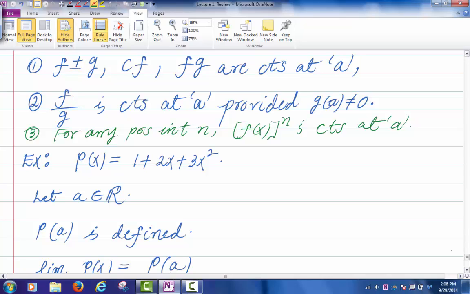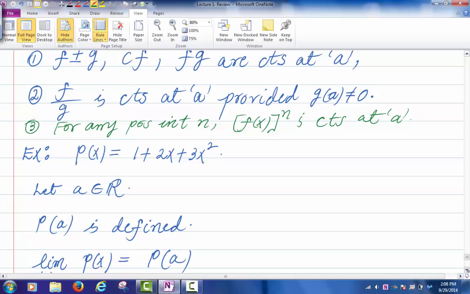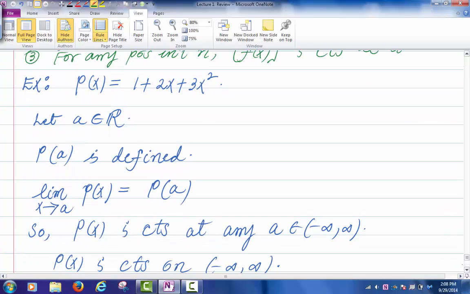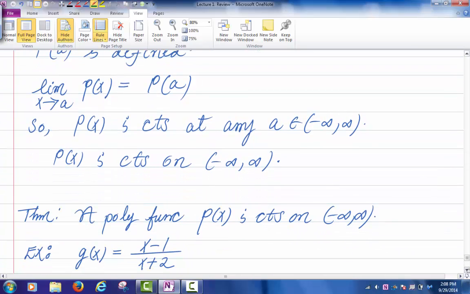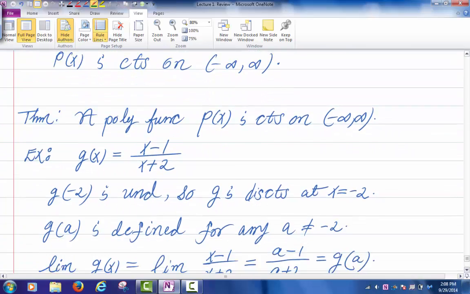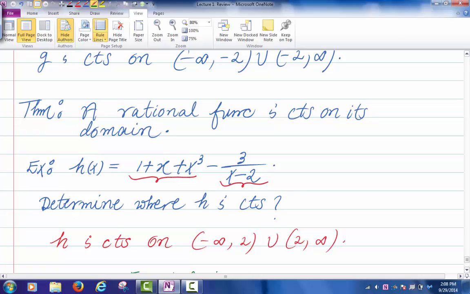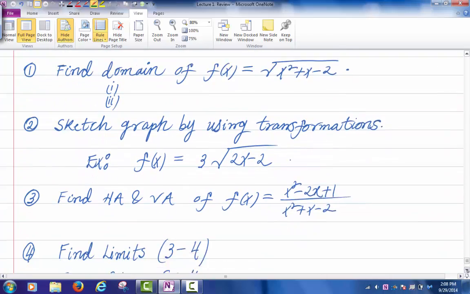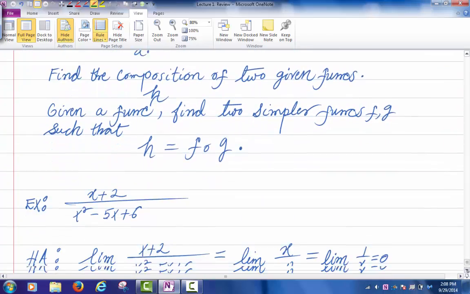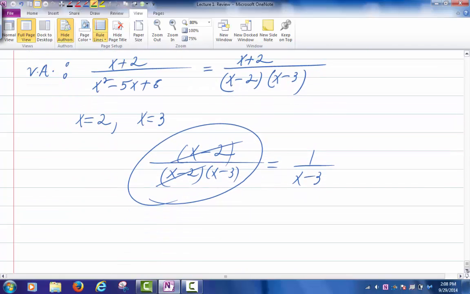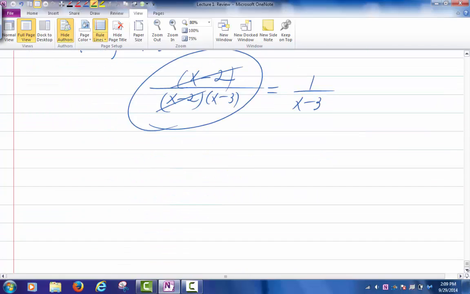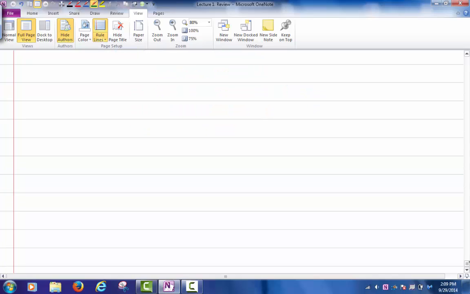So using these 3, I can say that a polynomial function is continuous everywhere. And if I have a rational function, then a rational function is continuous on its domain. So if a is in the domain of the rational function, then the rational function will be continuous at a. Okay, so that's all that we did before Thursday. So I want to continue from there.